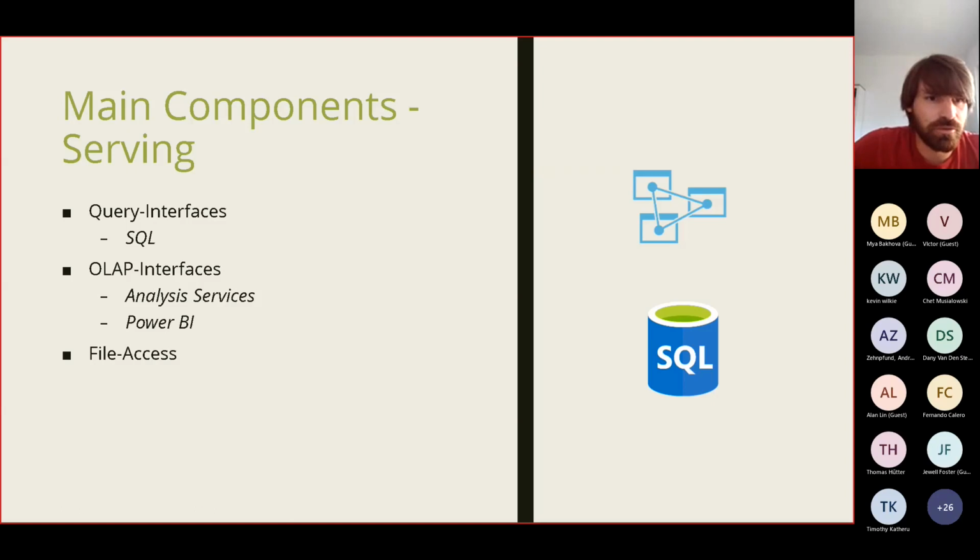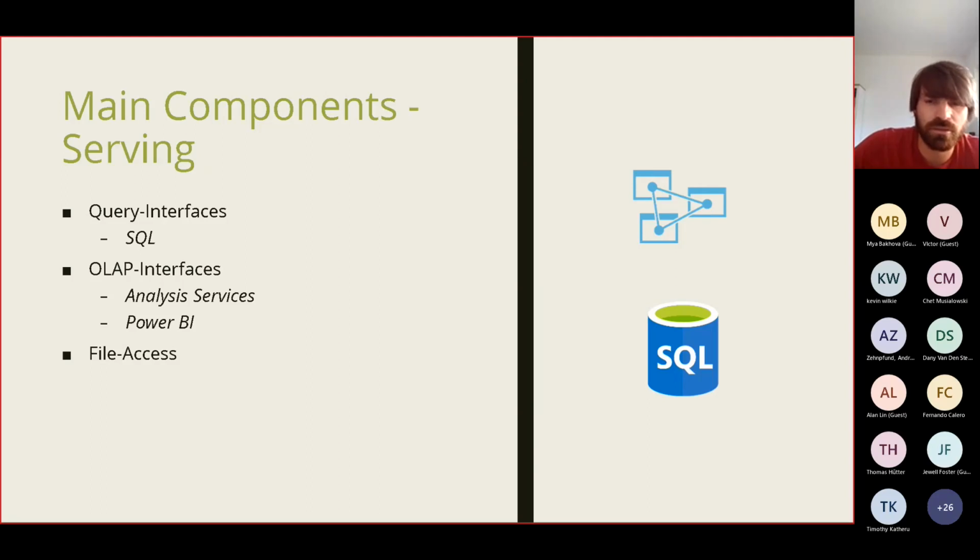Then for the general serving part, there will usually be at least two kinds of interfaces. One very obvious one is SQL, as most analytical tools work just fine with SQL, like Power BI or Tableau or whatever you want to use. They all support SQL, obviously. And there can also be some specific OLAP interfaces, which are even more optimized for analytical purposes. In the Azure environment, it would be Analysis Service and Power BI.